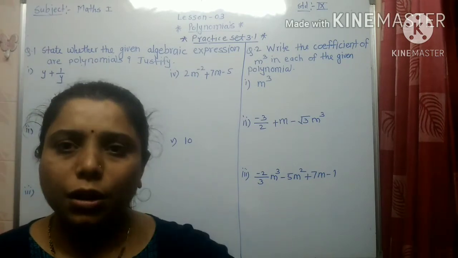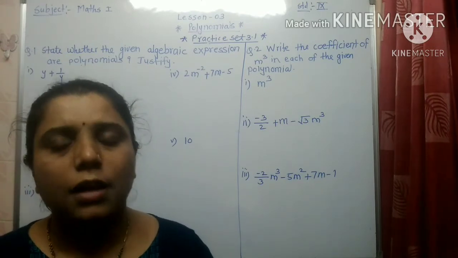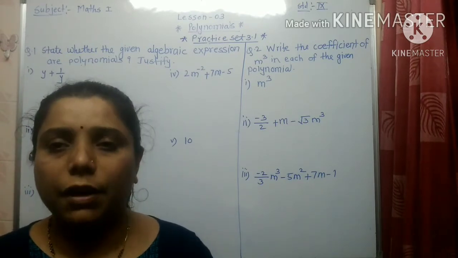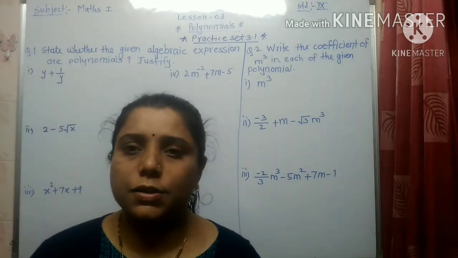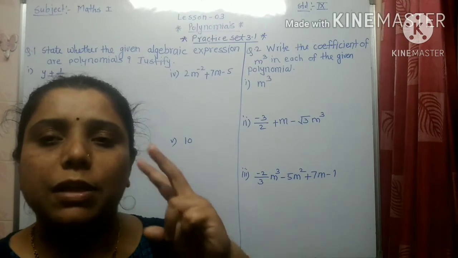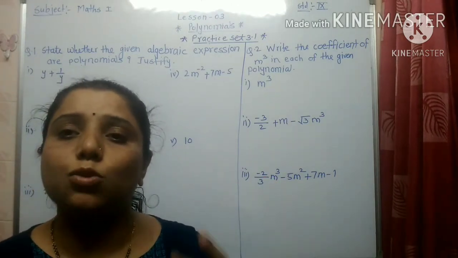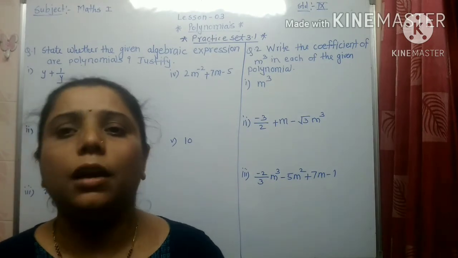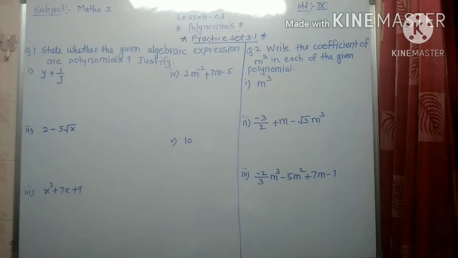Understood? If any one of these two conditions fails, the given algebraic expression is not a polynomial. Now, with the help of these two conditions, let us see in the given examples whether these conditions are satisfied or not. We will discuss one by one.